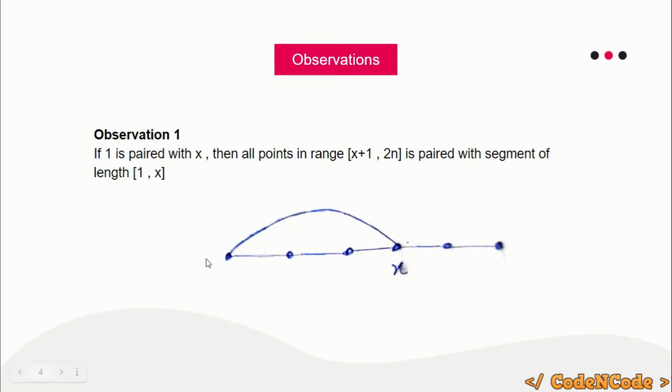Here, the first point is being paired with the point at position x, so these two are paired. Now all of the points from x plus 1 to 2n should have the same segment length as the first. Why? These points are not completely inside this one, so clearly they must have segments of equal length to it. So this is the first observation.